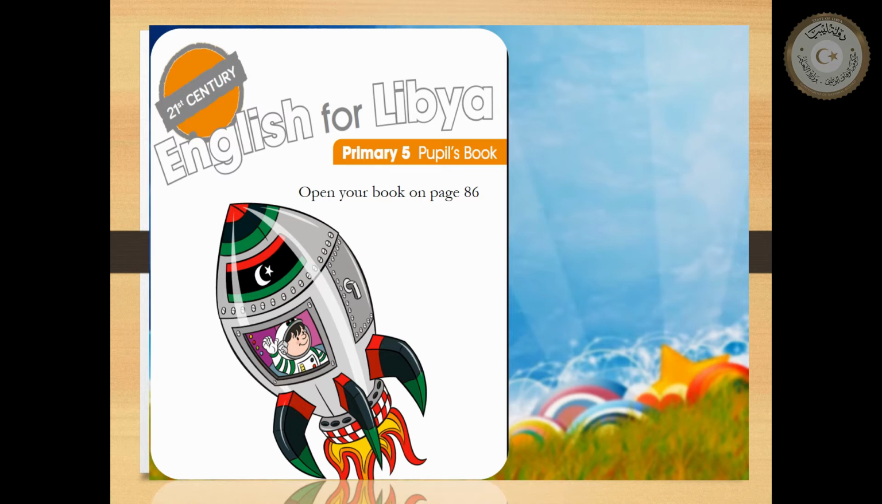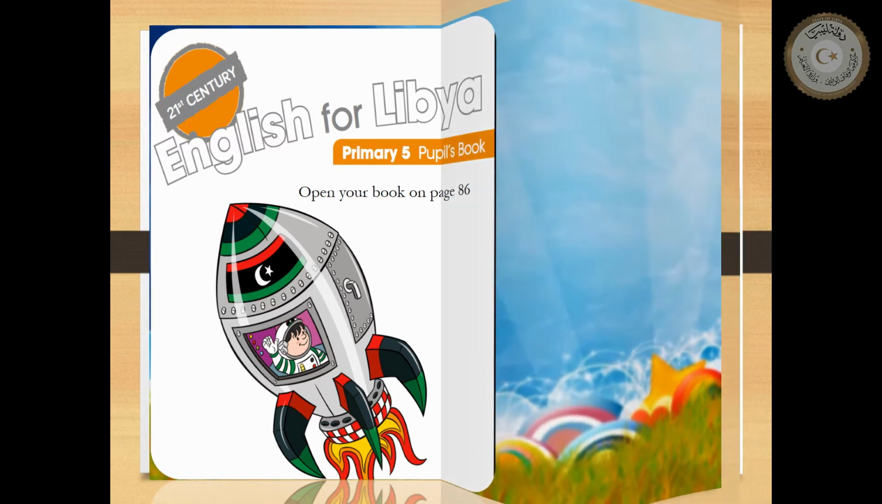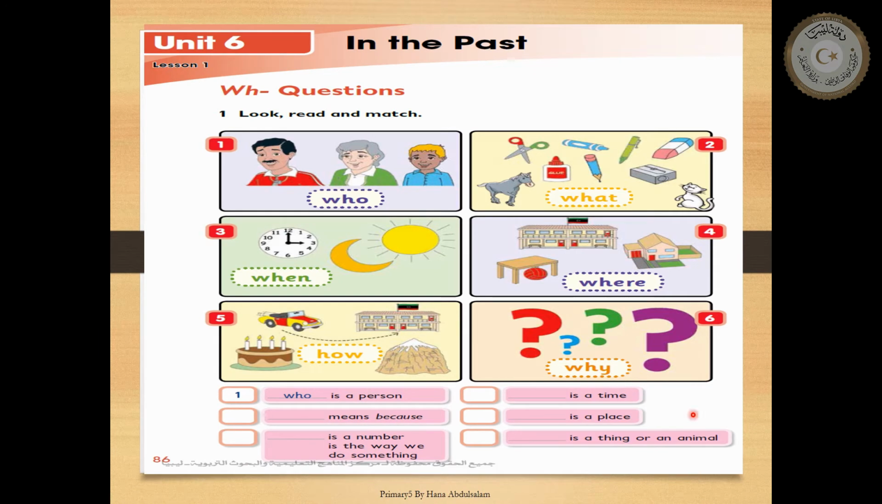English for Libya Primary 5 Pupils book. So now we need your book. Open it on page 86. What can you see on page 86? In the past, Lesson 1. We have some pictures and words, and we have sentences we need to write or match with the pictures.